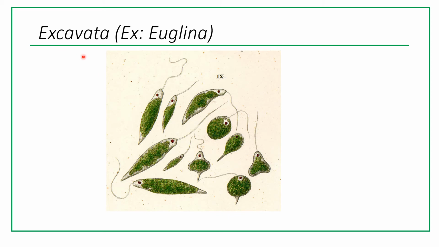Excavata is another supergroup, and an example is Euglena. So you can see Euglena is a protist. It's a small unicellular organism, and it's something in between plant and animal. It does have chloroplasts, so it can do photosynthesis like plants do. At the same time, it has a flagellum and some sensory area, like an eye of an animal, and they can move towards light.